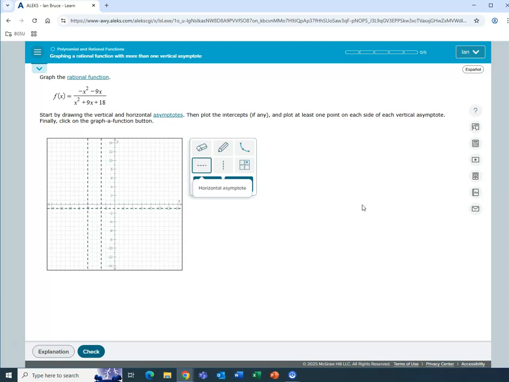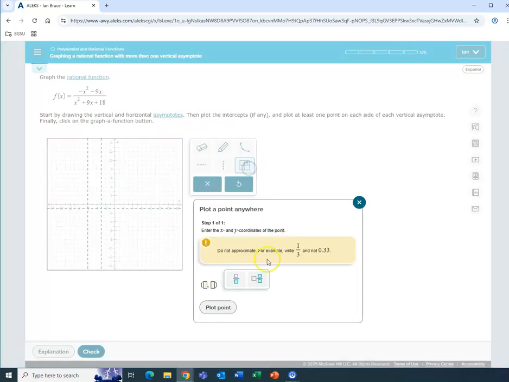Now that we've done that, we are going to find our y-intercept by evaluating this function, and how we're going to do that is just plug in 0 into our equation wherever there is x. And when we do that, our y-intercept is at (0, 0). So we're going to plot a point at (0, 0).